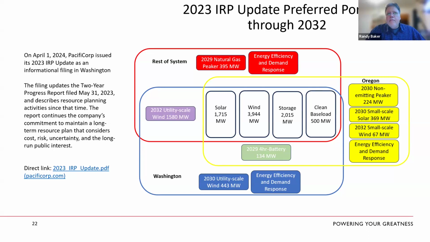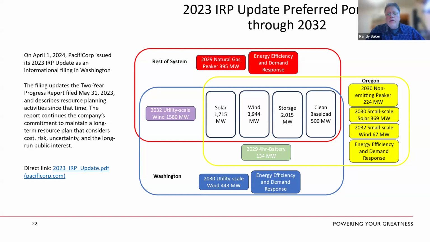But how did that manifest when you actually ran the model and came up with a preferred portfolio? And that's what this slide shows. So for example, focusing on Washington, those blue boxes at the bottom show you that in our most recent 2023 IRP update, we had 443 megawatts of wind and energy efficiency and demand response resources that are only allocated to Washington. No one else has a share of those.